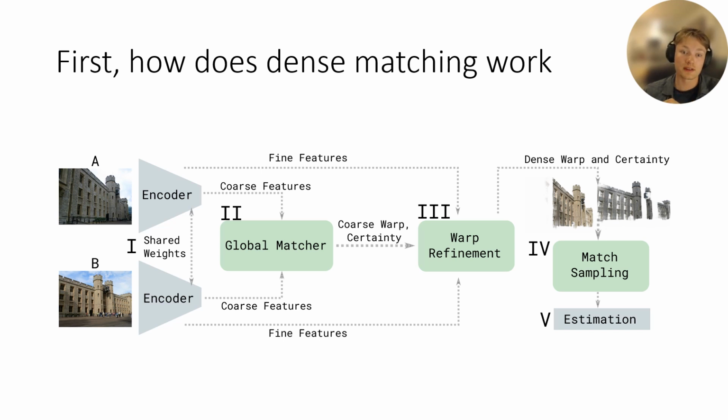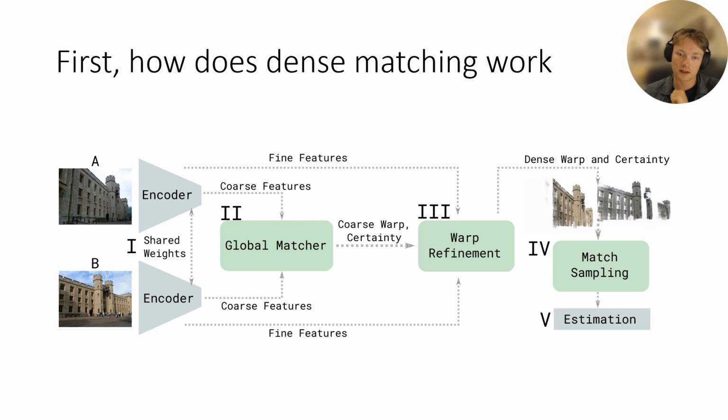Let's first revisit how dense matching is typically formulated. First, we compute feature pyramids from the two images. This is composed of coarse features and fine features. Second, the coarse features are fed into a global matcher. This global matcher produces a coarse warp and a certainty estimate. However, this is not precise enough for the final estimation stage, so we need a warp refinement stage. In this stage, the warp and certainty is refined to improve the precision.